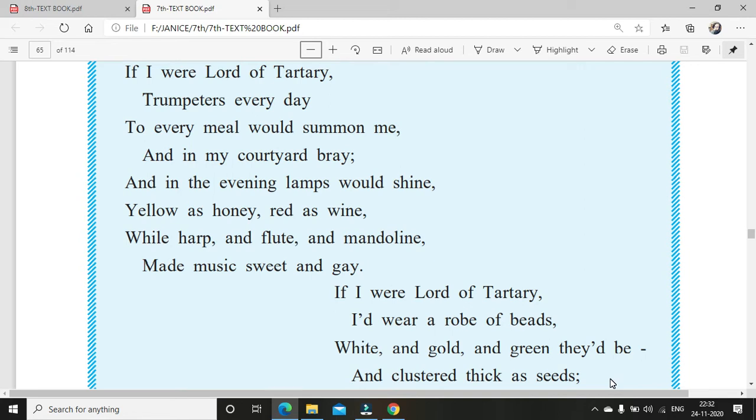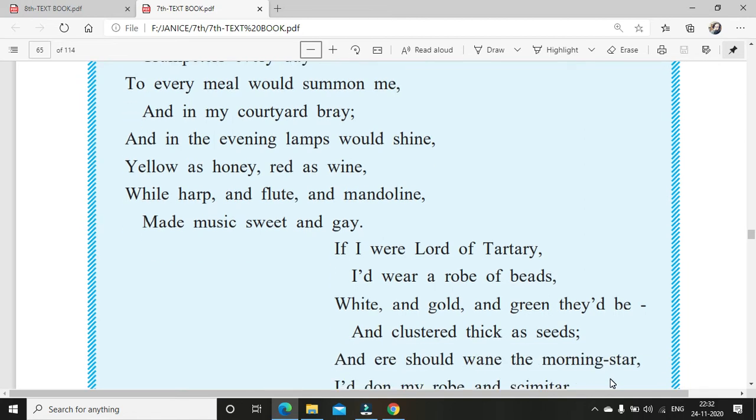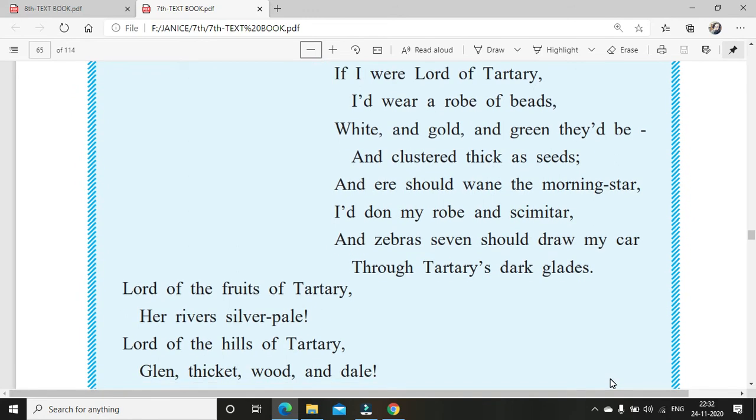Made music sweet and gay. So how is the music sounding? Sweet and happy, merry, joyful. Gay means merry, joyful, happy. Now, in made music, the letter M is repeated. So if I were Lord of Tartary, I'd wear a robe of beads, white and gold and green they'd be. So what are the colors of the beads? White, gold and green, and clustered thick as seeds. Again, similarly, a direct comparison is made between the beads and the seeds. They would be clustered together, which means in a bunch.